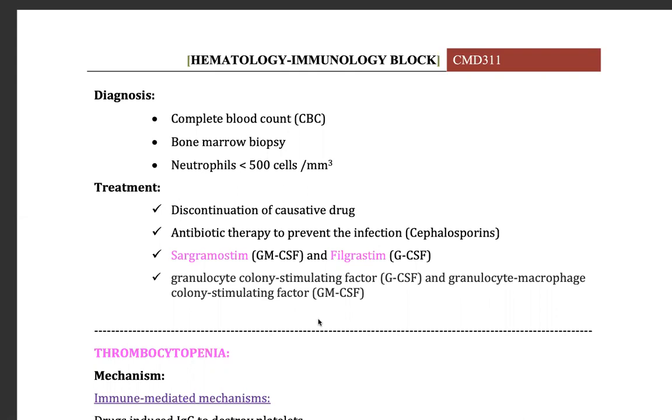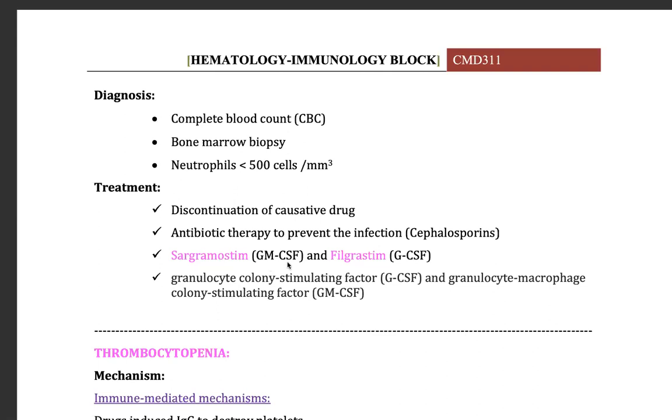And if it is not able to resolve, or in the severe cases, we have a management plan for the neutropenia, and it includes two main drugs, sargramostim and filgrastim. If you click on the purple color drug words, you will be directed to the reference readings or extra readings.